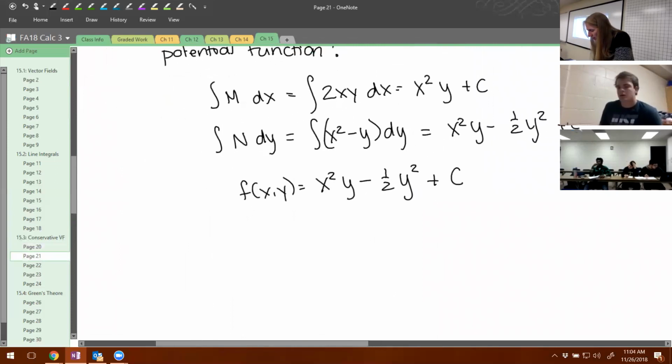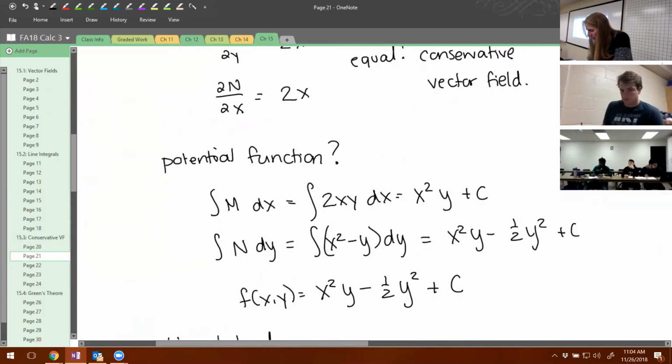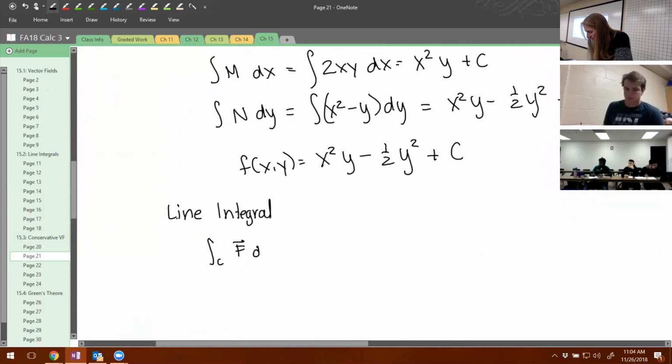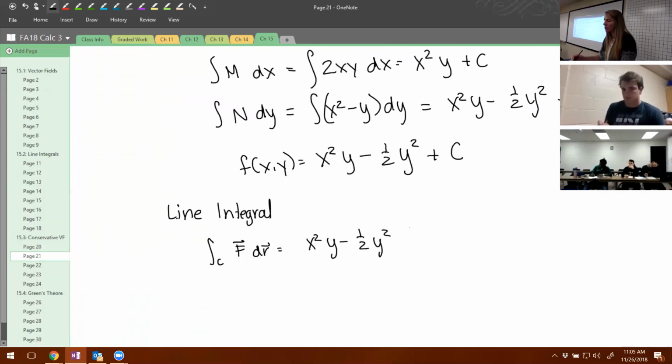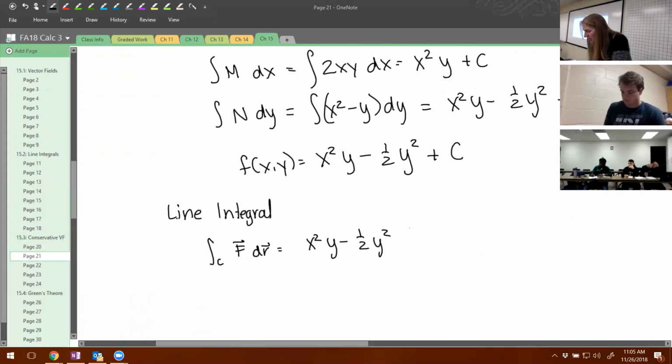So let's write it this way. For our actual value of the line integral, we're going to have the potential function, let's write it out actually, x squared y minus 1/2 y squared. The plus c really doesn't matter. Think back to fundamental calculus: when you take the function minus the function, the c's cancel out. So we're just going to skip that. If you want to write plus c, it's just going to cancel out.